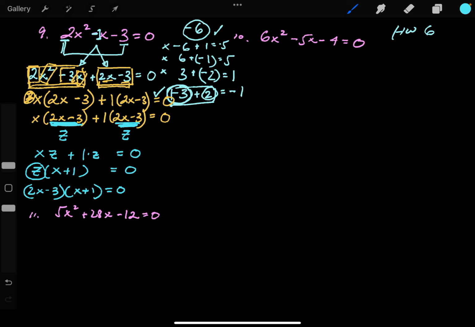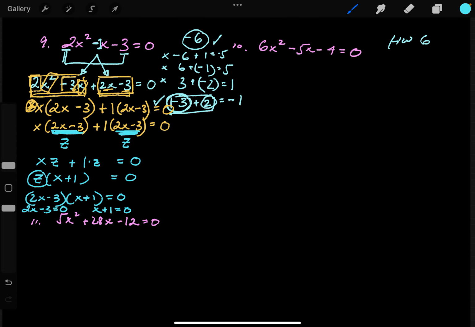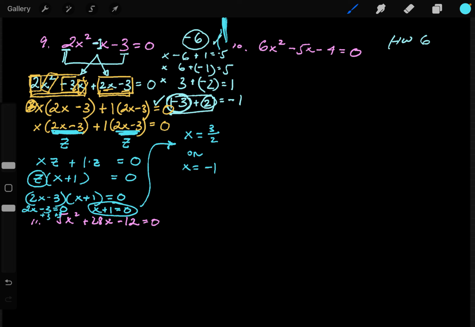And that allows you to solve it, because now 2x minus 3 is one factor. You set that equal to 0. And then x plus 1 is another factor. You set that one equal to 0. And then you solve each one for x. So now x is going to equal, in this one, when you add 3 on both sides and then divide by 2, you're going to get 3 over 2, or x equals -1 from this one. And then you're done.